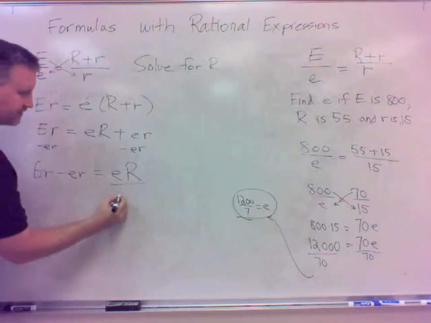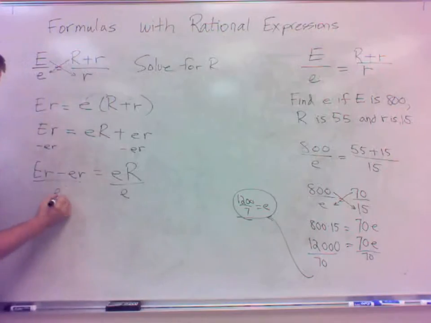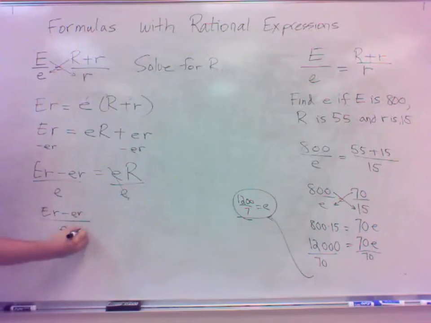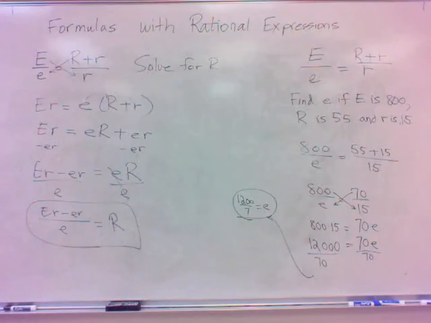Divide off the E then. There you go, because the E's cancel out, so we just have R. Big ER minus ER over E little e. That's my R. Okay? All right.